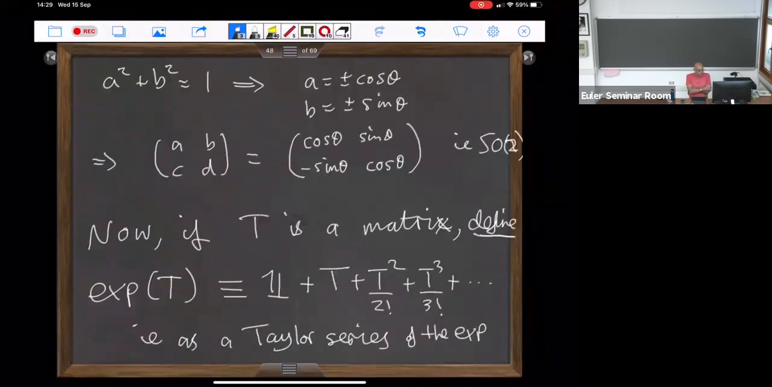Well, a squared plus b squared equals 1 is the equation for a circle in the variables a and b. And so one of them has to be plus or minus cosine theta, the other one has to be plus or minus sine theta. Okay. So let's look at the solutions of this type. You can show that this is the most general special orthogonal 2x2 matrix. You can always bring it into this form.